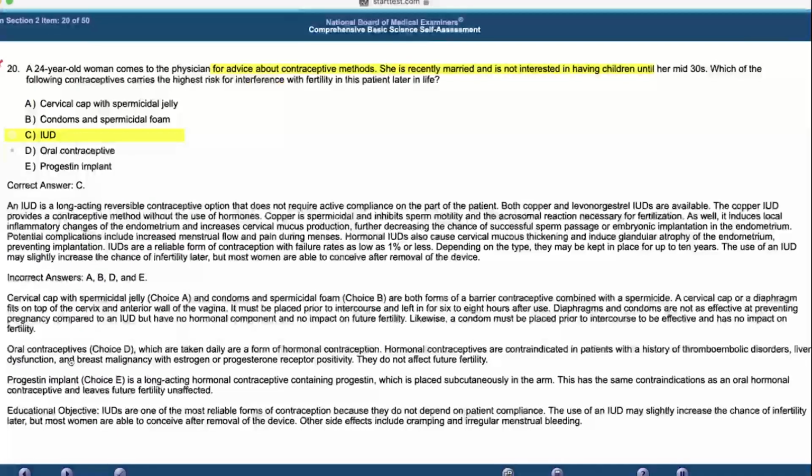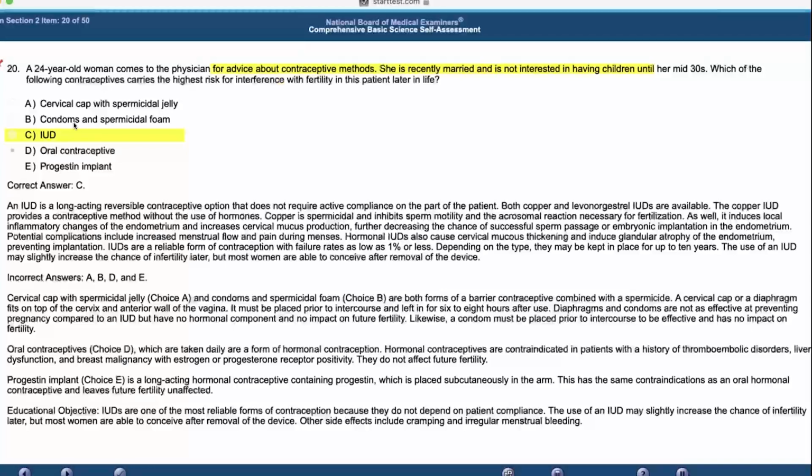Yeah, this one, honestly, a good question strategy would have gotten me through it because I was trying to decide between these two, but they're so similar, either of them wouldn't be the right answer. And I knew it wasn't A or B because I knew those didn't really have an interference with fertility.